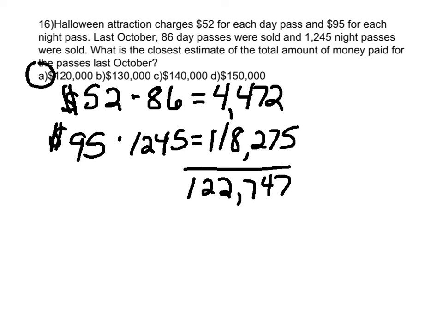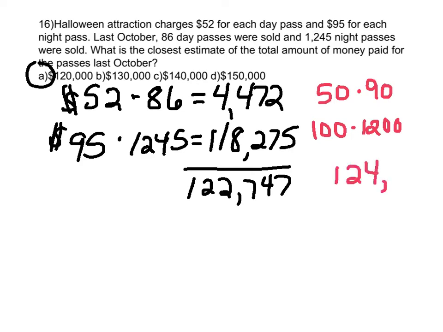But some kids go for the estimation right off the bat. So I'll show that in red. So they take the $52 and they estimate that to be 50. They take the 86 passes and estimate that to be 90. Then they take the $95, estimate that to be 100, and they estimate the number of night passes to 1,200. Then when you do your multiplication there, you're going to come up with a number, 124,500, and again, looking at your options, option A is best.